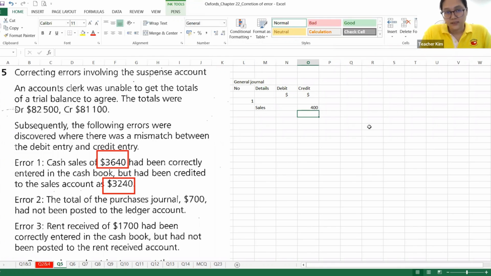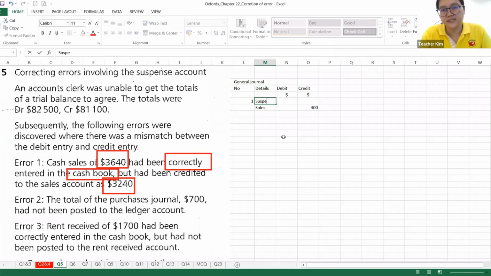Okay, it's 400. They say that it was correctly entered in the cash book. That means the debit side is correct. You cannot touch the cash book account, which is the bank or the cash account. So in this situation, this is a one-side error. One-side error, we will use the suspense account, so 400 to balance it.